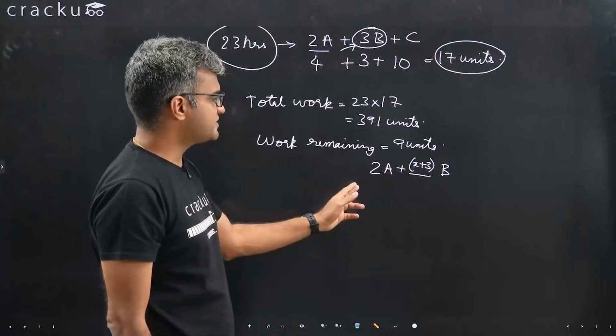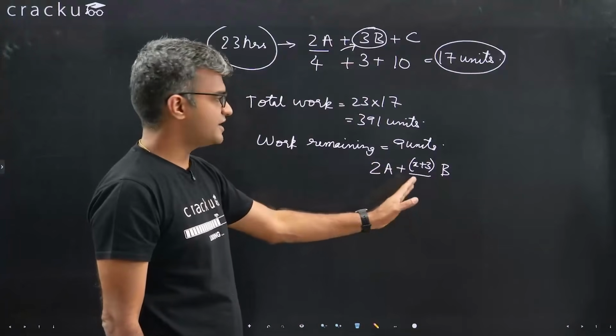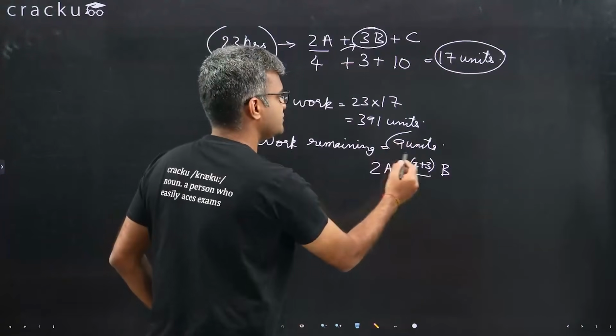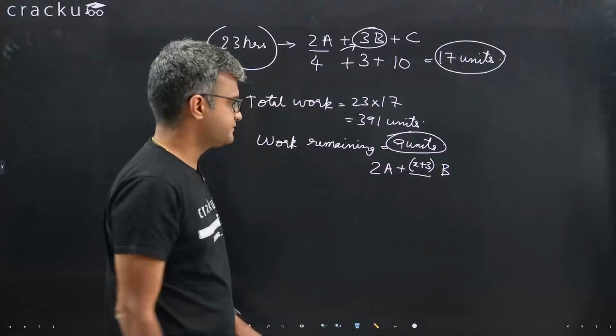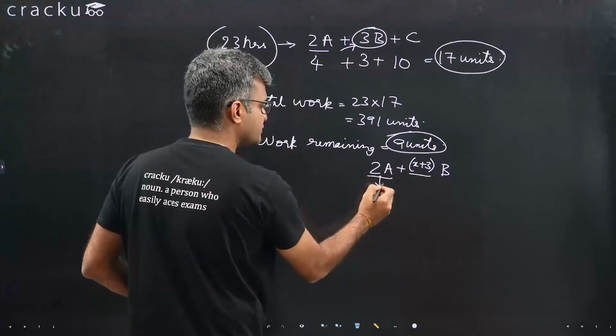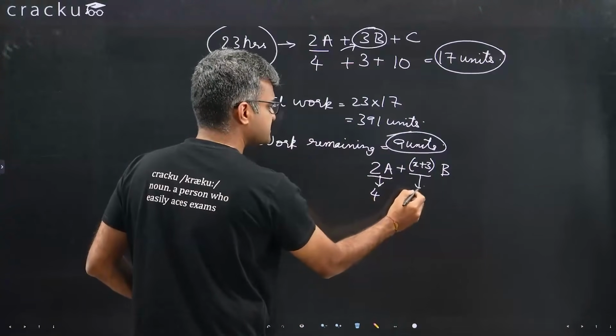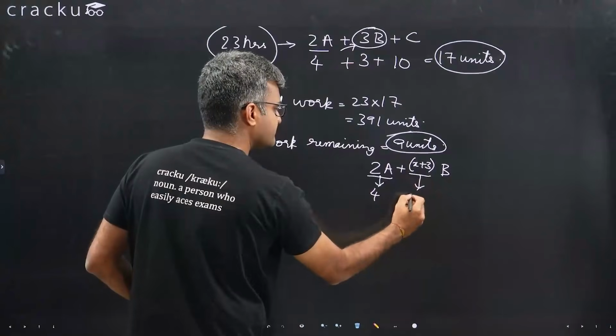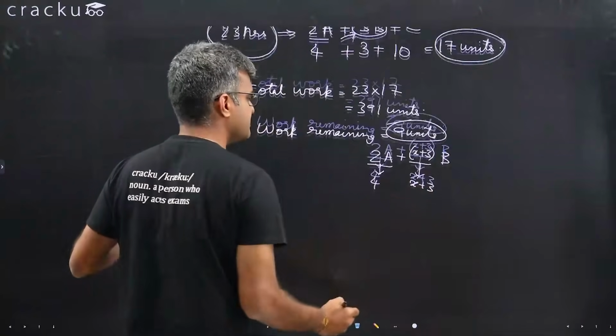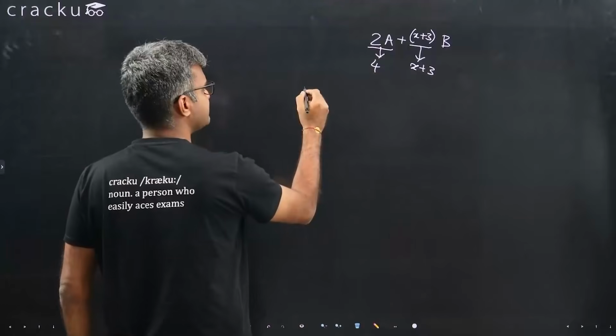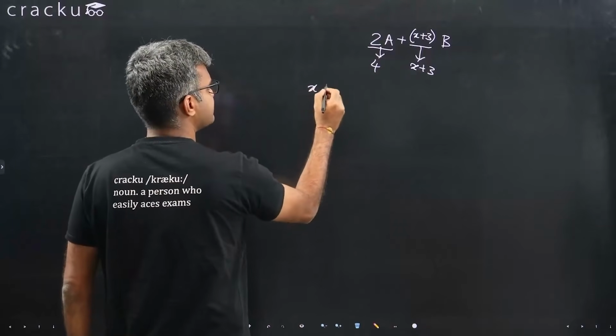So now 2 members from A and X plus 3 members from B are working, and they have to finish this 9 units in 1 hour. 2 members from A again will do 4 units of work. X plus 3 from B will do X plus 3 in 1 hour. So the total work that is done will be 4 plus X plus 3, which is X plus 7.